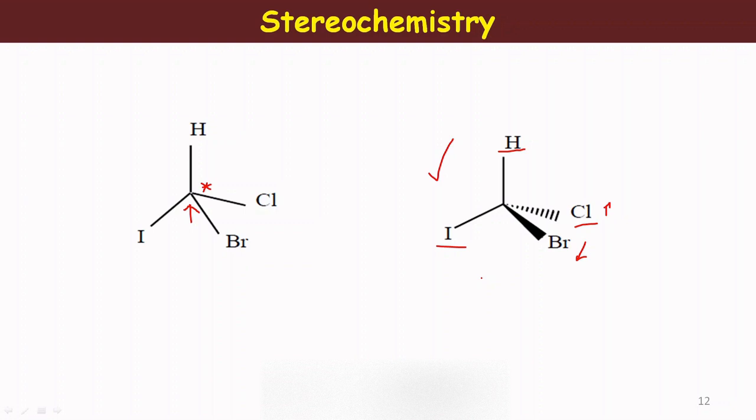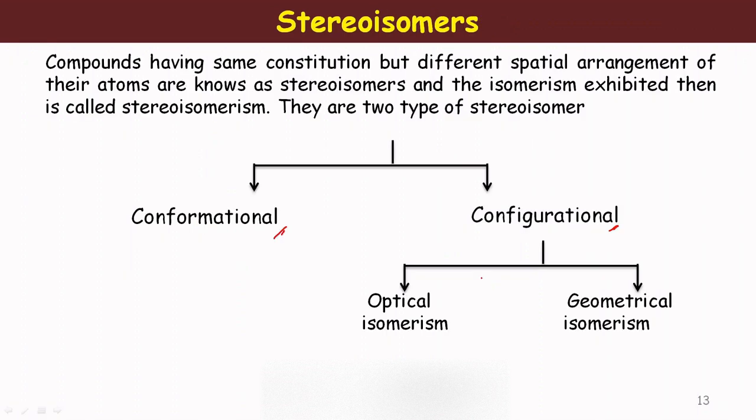As we discussed earlier in our previous video, stereoisomerism is classified as conformational and configurational isomerism. In that, configurational isomerism is further classified as optical and geometrical isomerism. Now, first we will start with optical isomerism. Optical isomers are compounds that have the same molecular formula but differ in their optical rotation.